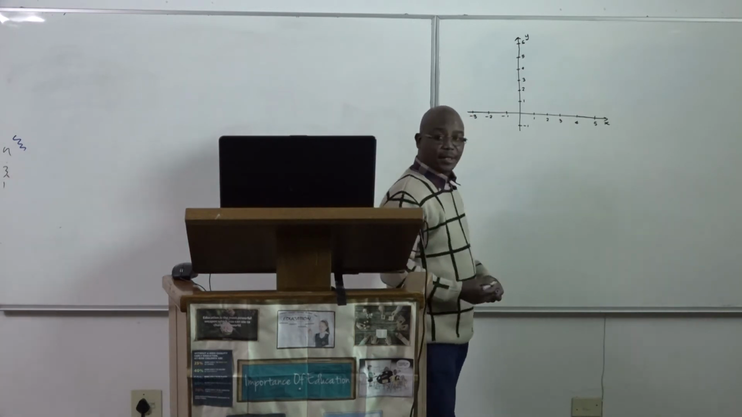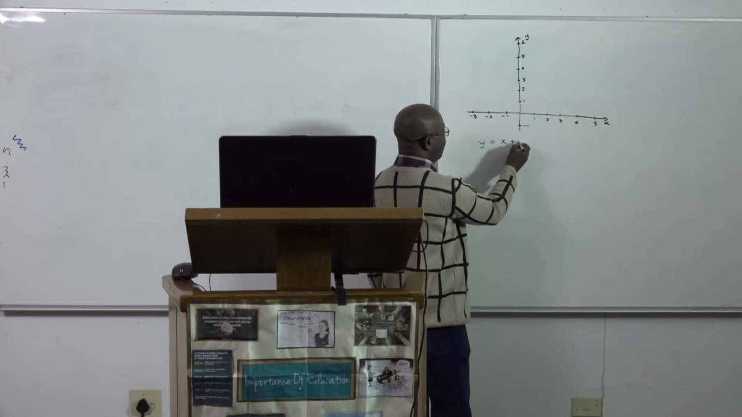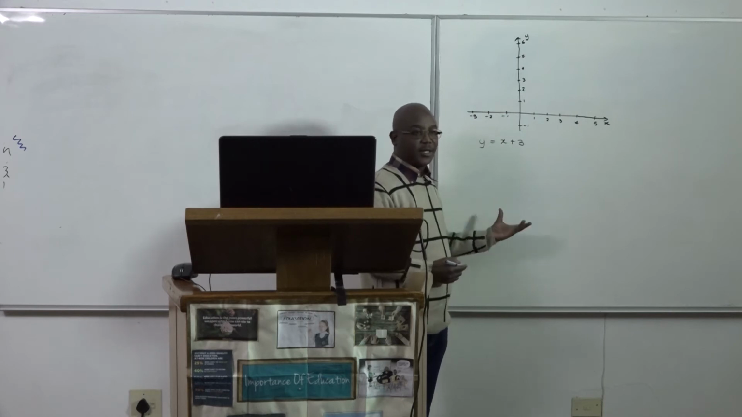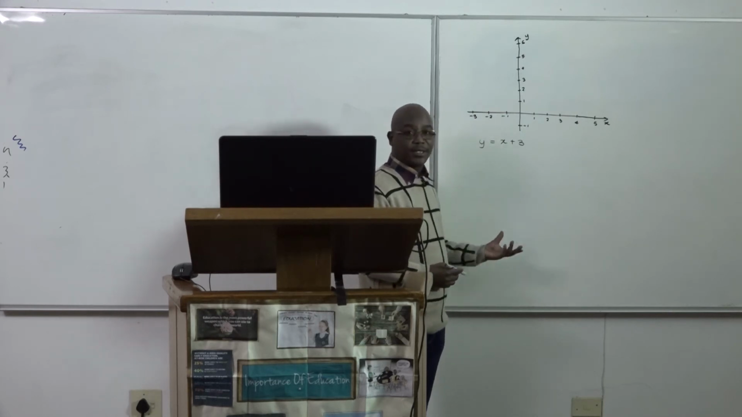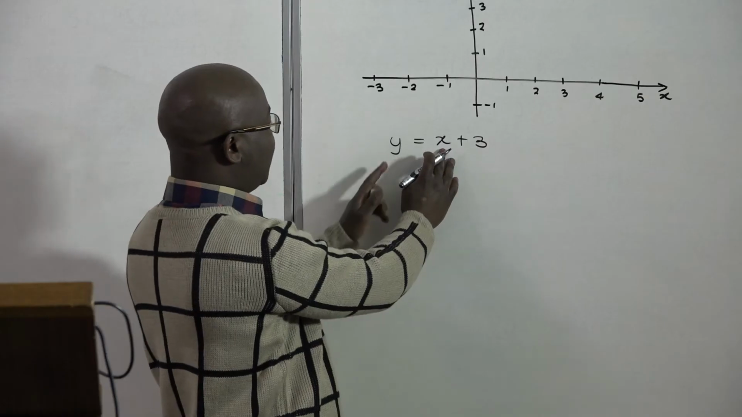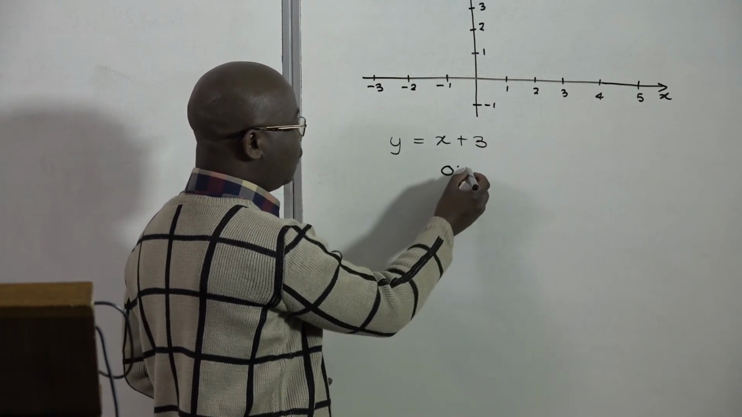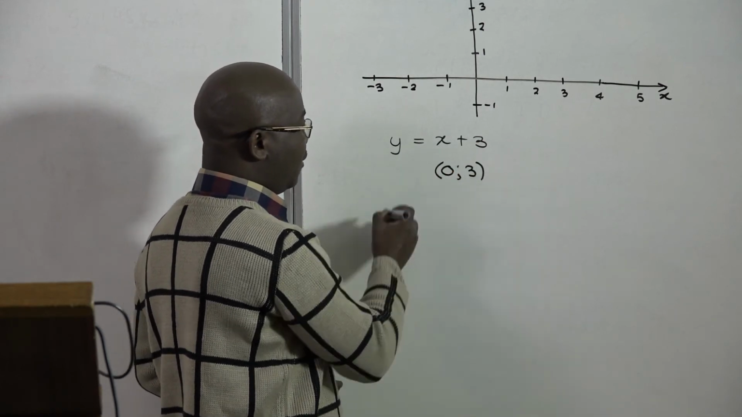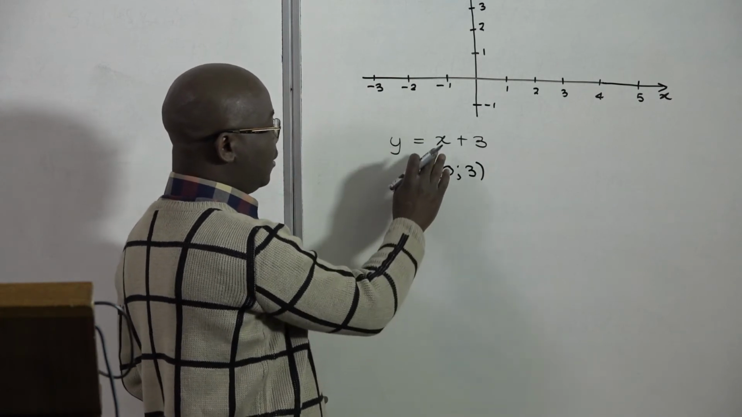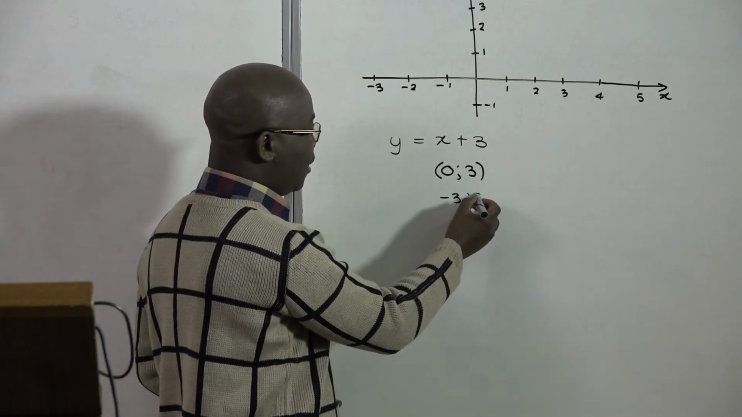Our first equation, as we have indicated, is y is equal to x plus 3. Using the intercept method, which is the quickest way when we want to sketch a graph. When x is equal to 0, obviously our y is going to be 3. So the coordinate becomes (0, 3) when x is 0. And when y is 0, our x is going to be minus 3. And the point will be (-3, 0).